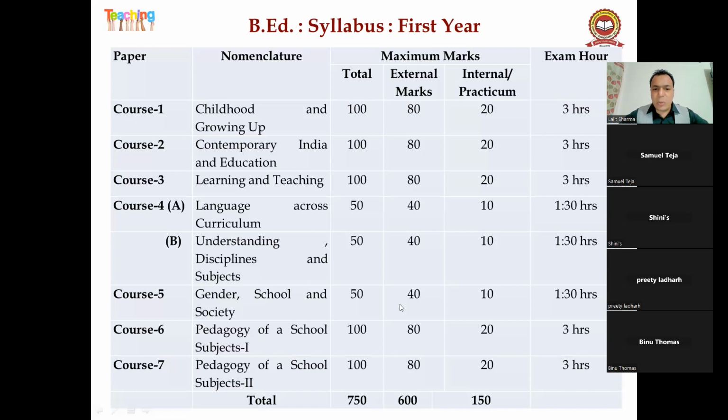Fifth paper is gender, school and society. It is a 50 marks question paper, theory 40 marks and 10 marks for internal assessment. Now guys, please look at papers 6 and 7. This is important. Courses 6 and 7 are related to your teaching subject.